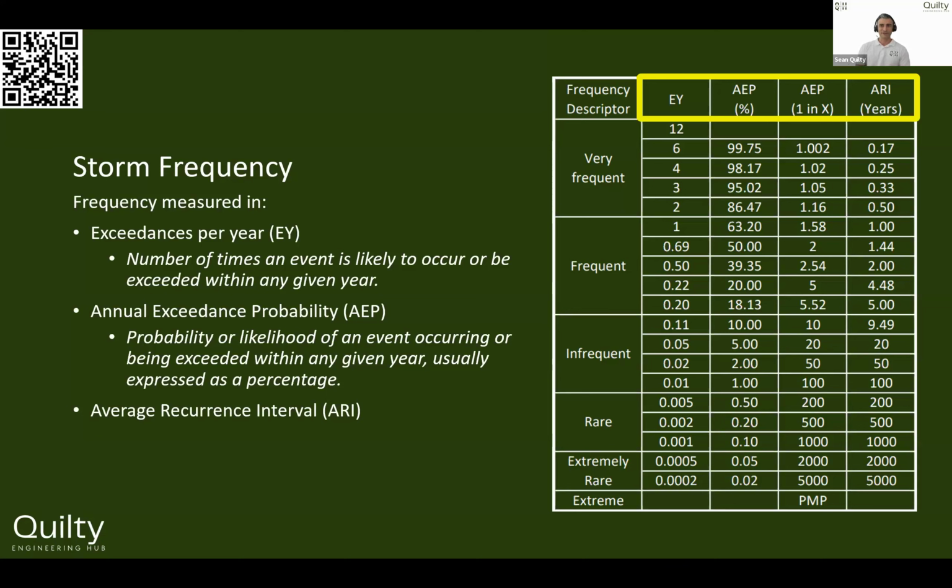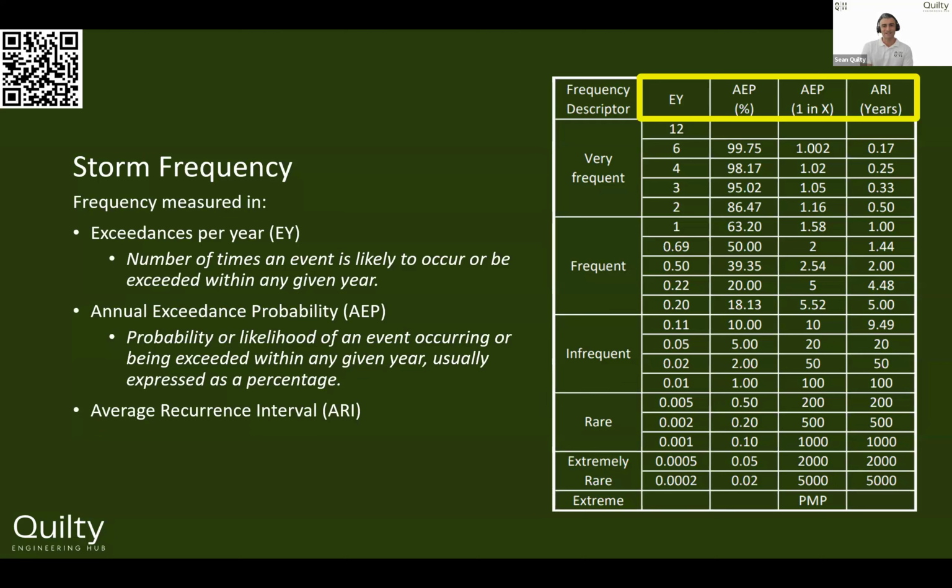So that's where we start looking at different units. In this case, we can call these storm frequencies an exceedance per year, an EY, an annual exceedance probability, or an AEP, or an average recurrence interval, an ARI. They all mean the same thing. They're telling you how frequently your storm is likely to occur on average over a length of time. The exceedances per year values refer to the number of times an event is likely to occur or be exceeded within any given year.